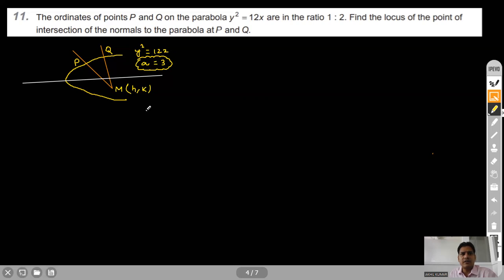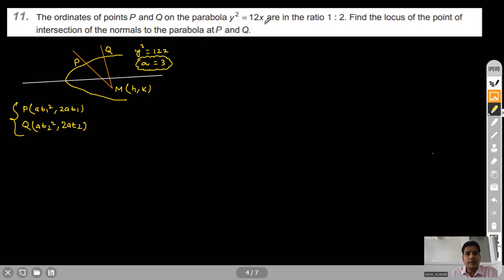And one more piece of information is given here. The ordinates of the points P and Q are in the ratio 1:2. What does it mean? Suppose I am taking this point P as (a t1 square, 2 a t1), and I'm taking this point Q as (a t2 square, 2 a t2). We can take it in parametric form.